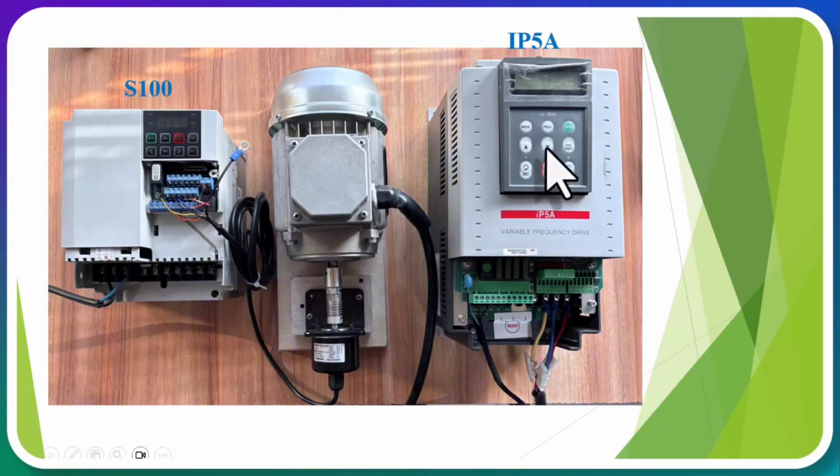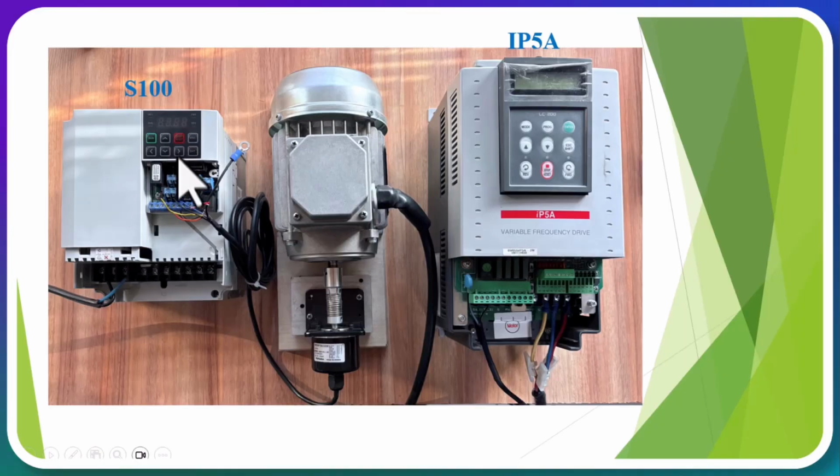Here we have an iP5A inverter. We've connected its output to this motor, and now we want to set it to 30 Hz. On this motor, you can see an encoder that's mounted on the shaft of the electric motor. We want to connect this encoder to the inverter, and by using the pulses sent from the encoder, provide the frequency value to the inverter.